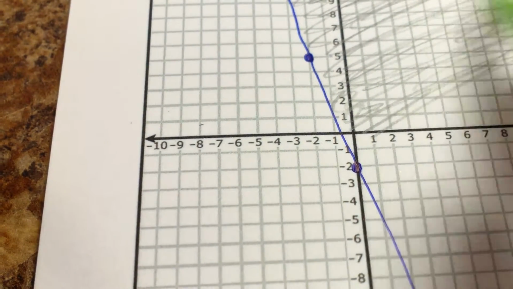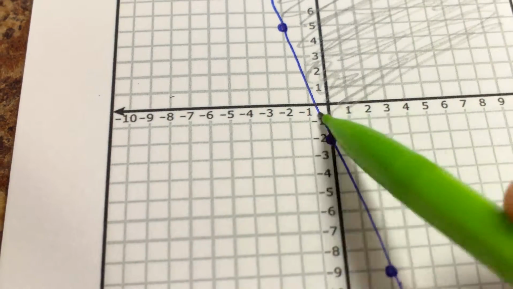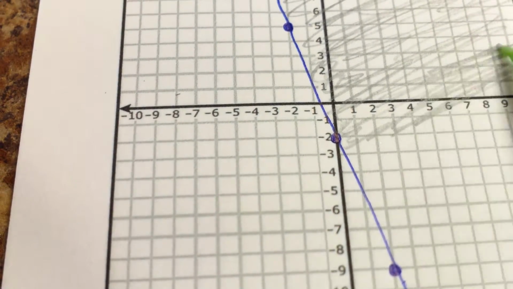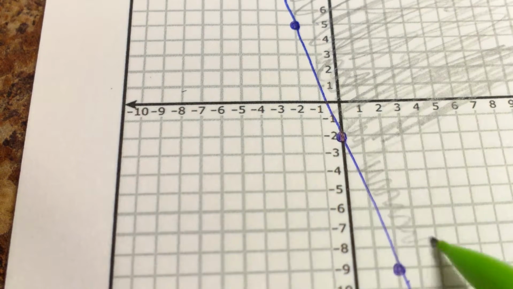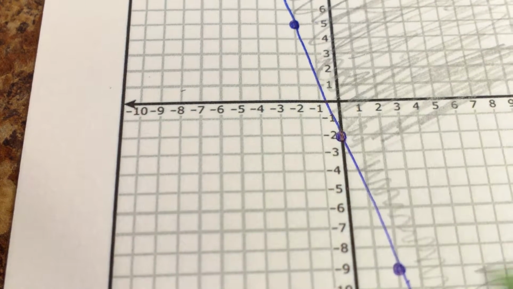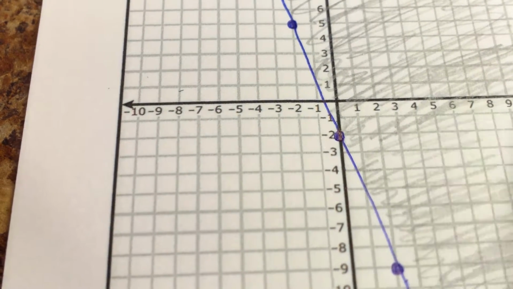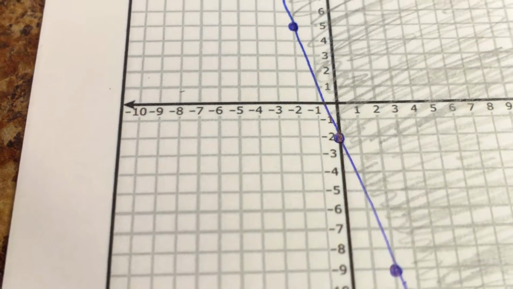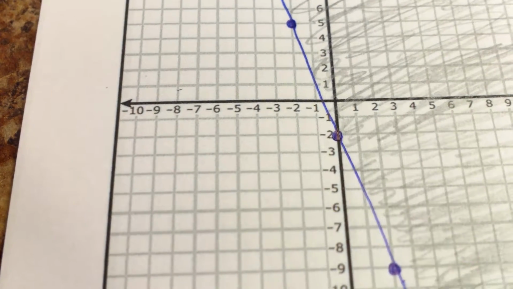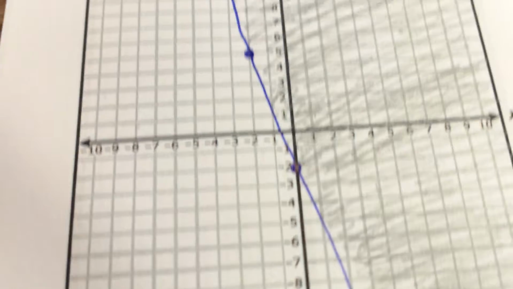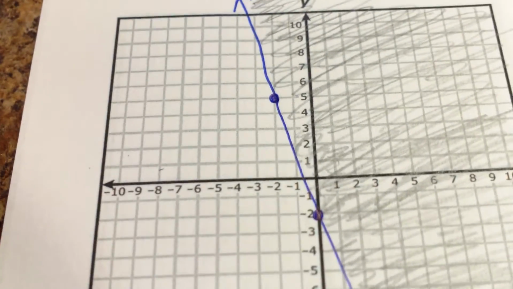I like to use a point to test because I want to make sure that I'm shading the correct side. Let me go ahead and finish shading here. It doesn't have to be perfect, but all of these are answers. All of these would be answers to the inequality. Any point in this shaded area would make the inequality true.